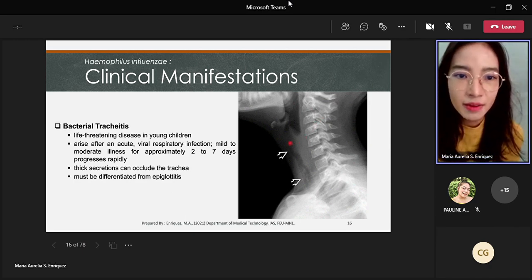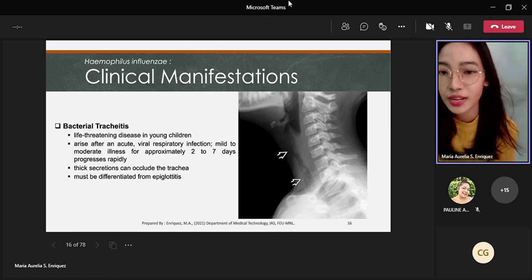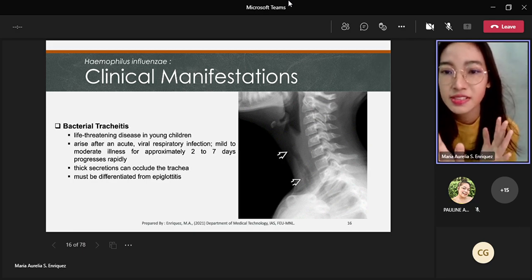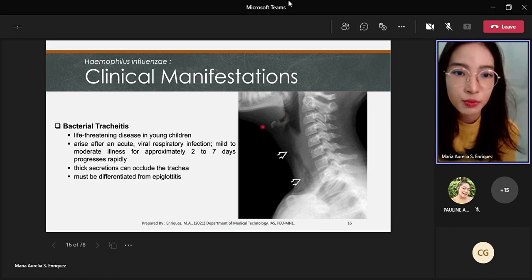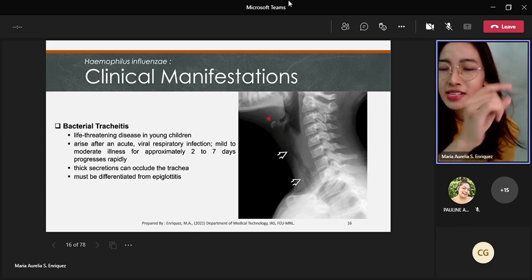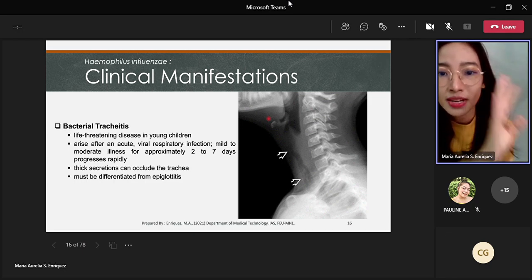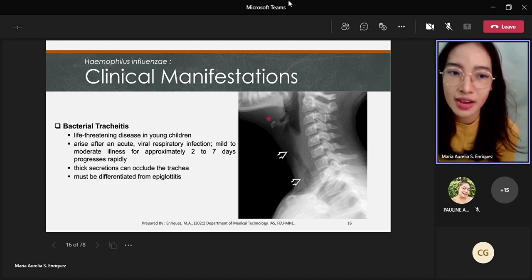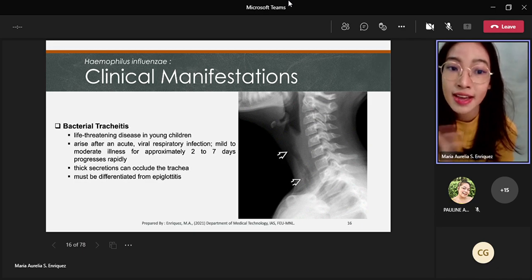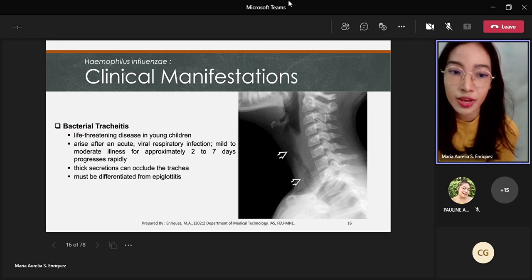So as you can see right here, ayan po, mas makitid na yung passageway. Alright, so differentiating this with epiglottitis, in this case of bacterial tracheitis, the epiglottis is normal in size, as you can see right here. So ito po yung epiglottis ng pasyente. So normal in size, hindi siya as thick as the first one that we saw earlier. But the trachea almost does not have much space left for the air to pass through. So yun po yung difference between epiglottitis and bacterial tracheitis, which could both be caused by Haemophilus influenzae.